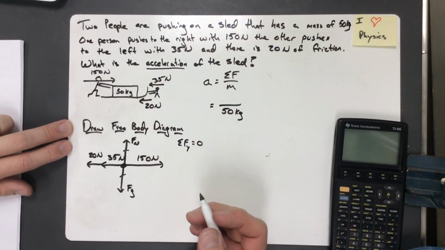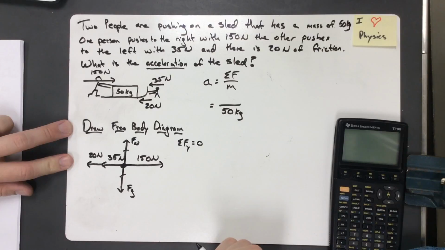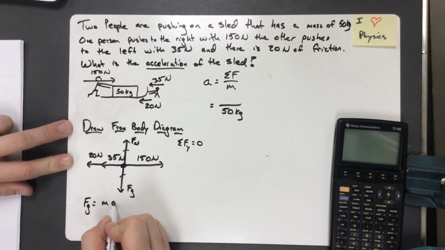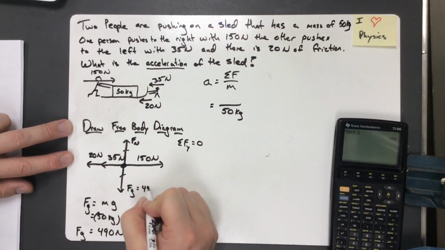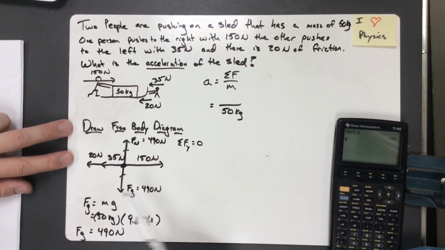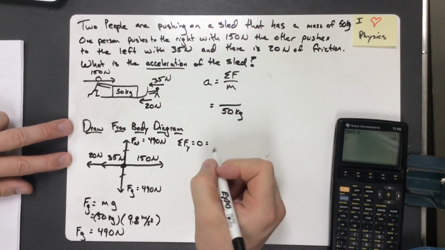Now, to make our free body diagram more accurate, let's go ahead and figure out what the force of gravity would be on it. Okay, so I calculated force of gravity. It's mass times the acceleration due to gravity. 50 kilograms is the mass. Acceleration due to gravity is 9.8, giving us a total force of gravity of 490 newtons. Now, like I said before, since the sum of the forces in the y direction is equal to 0, the force of gravity is going to be equal to the normal force. In fact, I'll even put that over here.